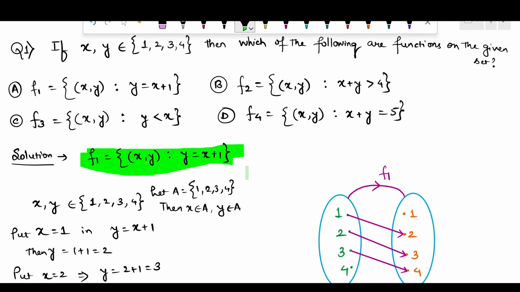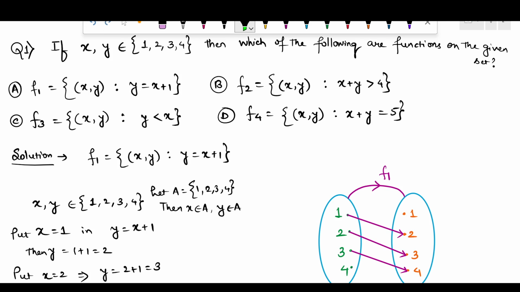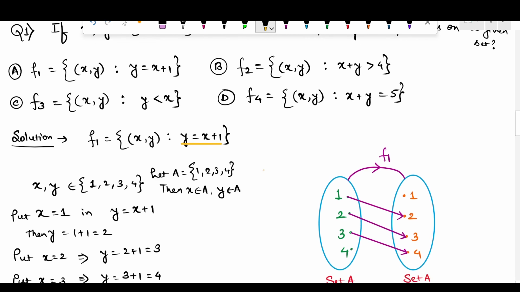First function is f1 equals the set of all those ordered pairs (x, y) such that y equals x plus 1. So since (x, y) belongs to f1, we need to satisfy this condition. Which condition? This, y equals x plus 1.